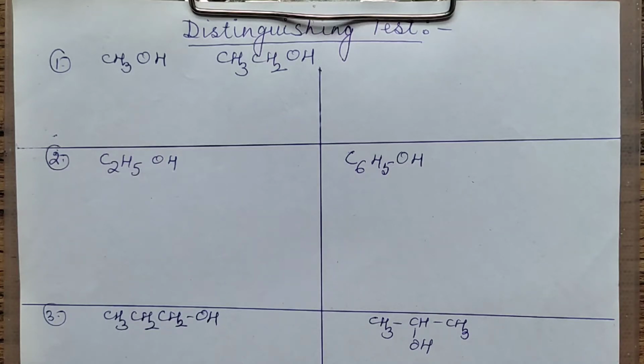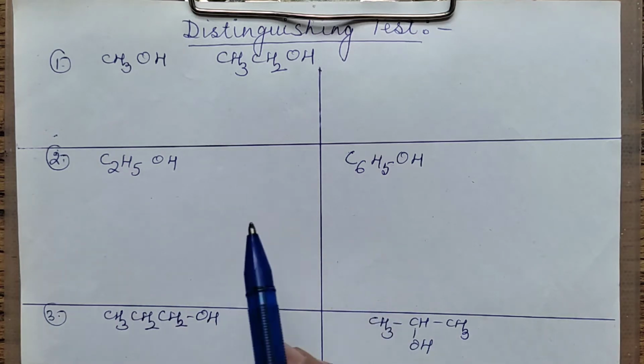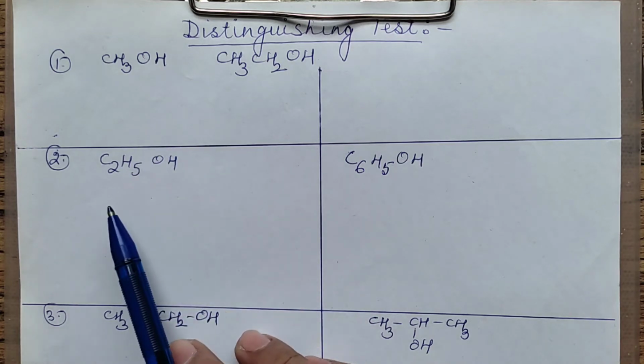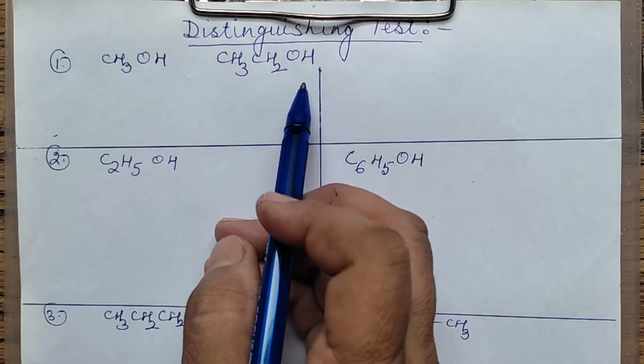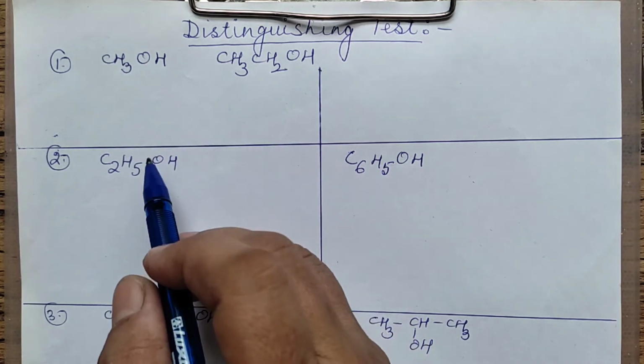And in my previous lecture I have completed amines. So with that we have covered all the topics of organic chemistry class 12, and in today's session we'll be discussing all the distinguishing tests which are involved in class 12 organic chemistry. Right? The first one, how will you distinguish between methyl alcohol, ethyl alcohol, methanol, ethanol?